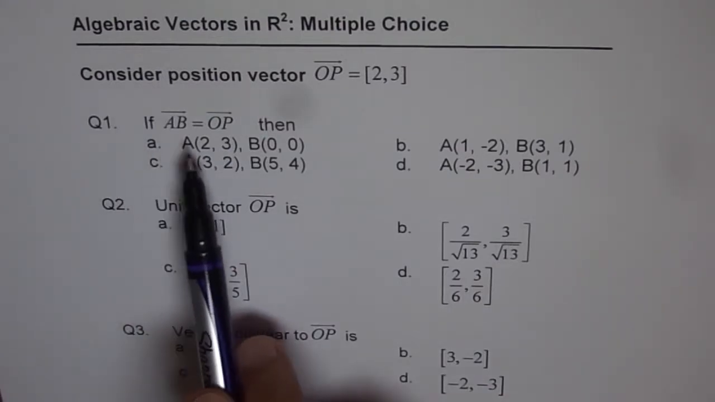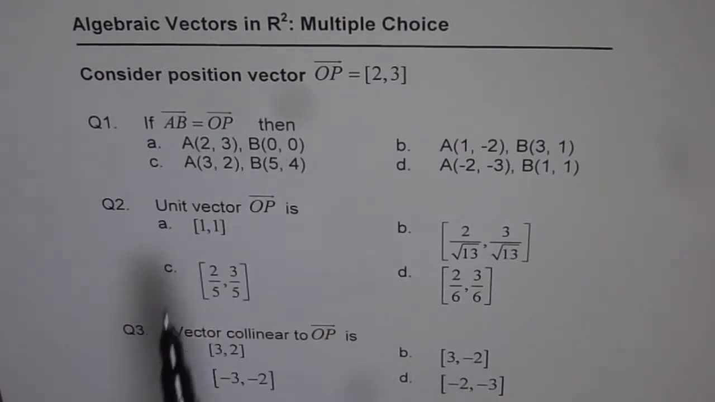Question number 1: if AB equals OP, then what are the coordinates of A and B? Question number 2: we need to find the unit vector of OP. And question number 3: a vector collinear to OP. So these are the three questions which we're going to answer. Now let's go with the first one.